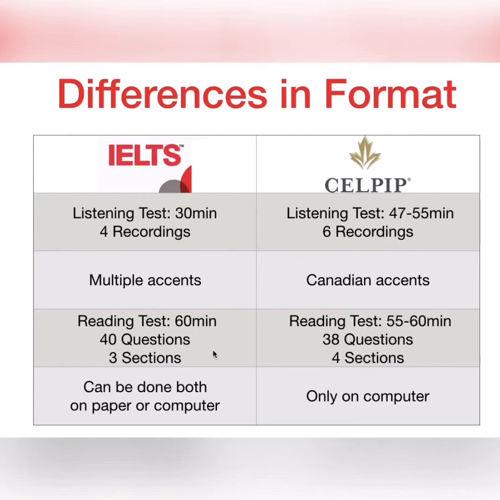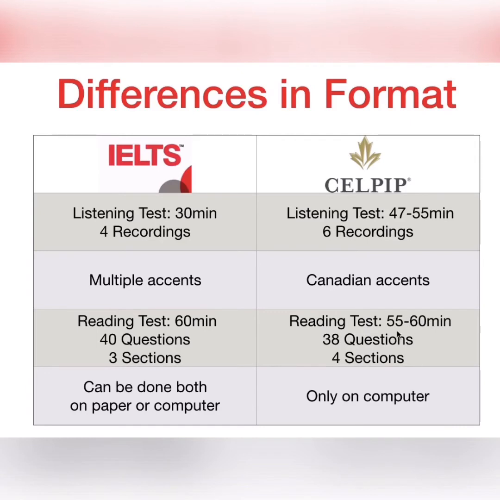Moving on to the reading test. The IELTS reading test is 60 minutes long, and there are 3 sections. Again, the third section is always going to be harder than the first, and there are 40 questions. The question types are quite different than the CELPIP, and that is something that we go over in class. However, the strategies that we encourage to use on a reading test, on an English proficiency test, are quite similar.